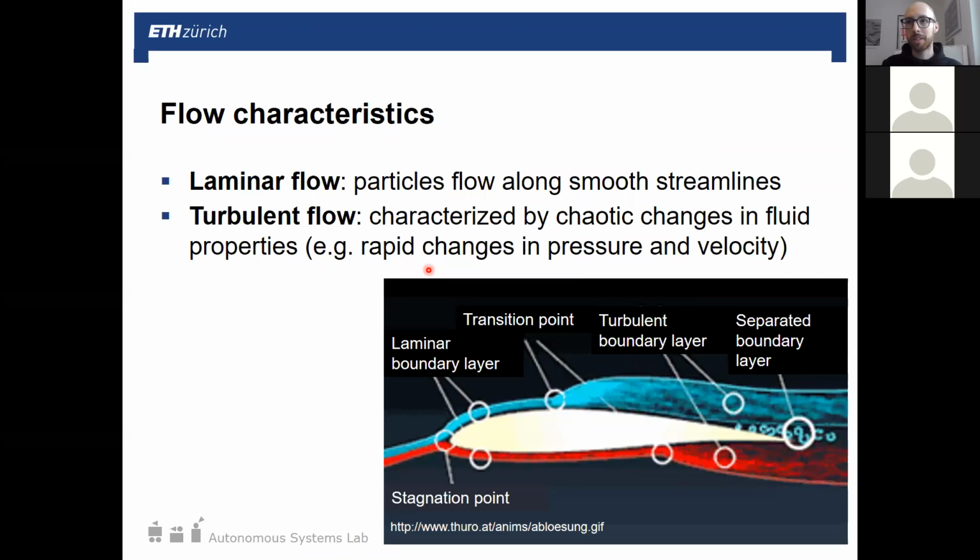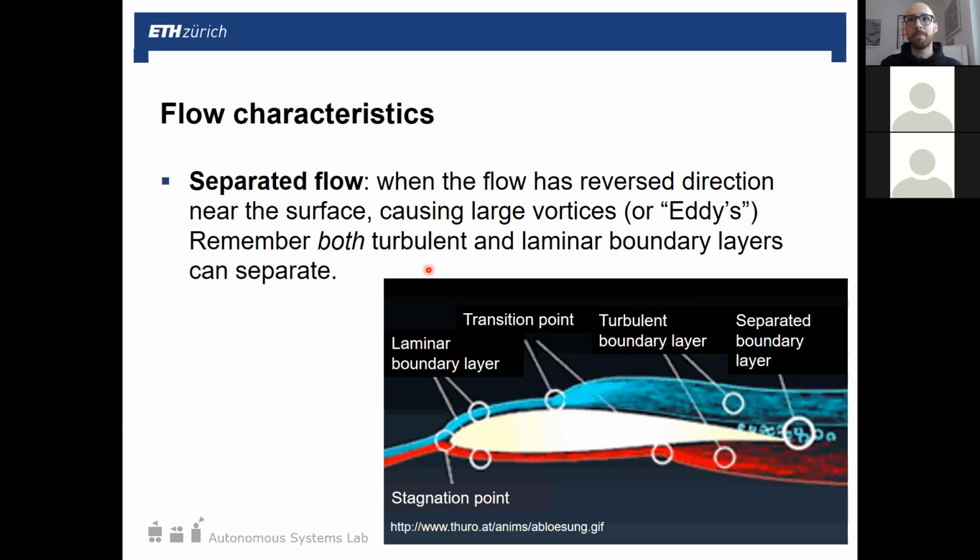Now getting to separated flow. Separated flow means we actually down here have reversed the direction of the flow a bit. That's where these vortices are forming. Literally the flow is spinning around here like little cyclones, or eddies is what they're called, these vortices. So the flow has actually turned around next to the surface here. That's where these rotations come from.